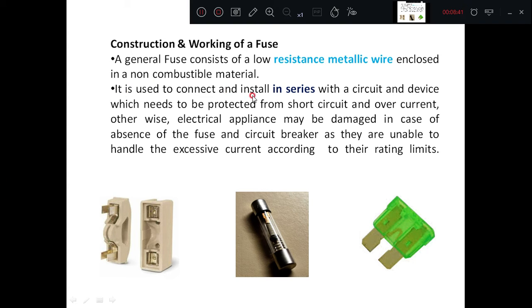It is installed in series with the circuit and the device which needs to be protected from short circuit and overcurrent. Otherwise, electrical appliances may be damaged in the absence of a fuse or circuit breaker, as they are unable to handle the excessive current. If you do not use a fuse or an MCB, then there is an effect on the load or the appliances because of the excessive current flowing in the system.